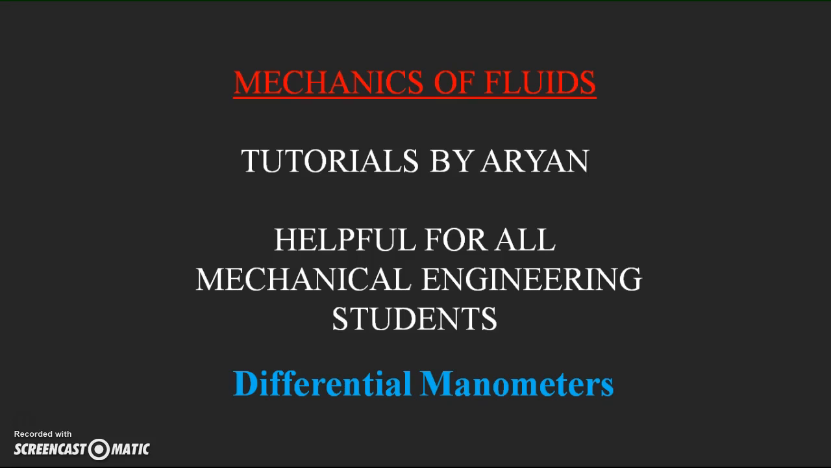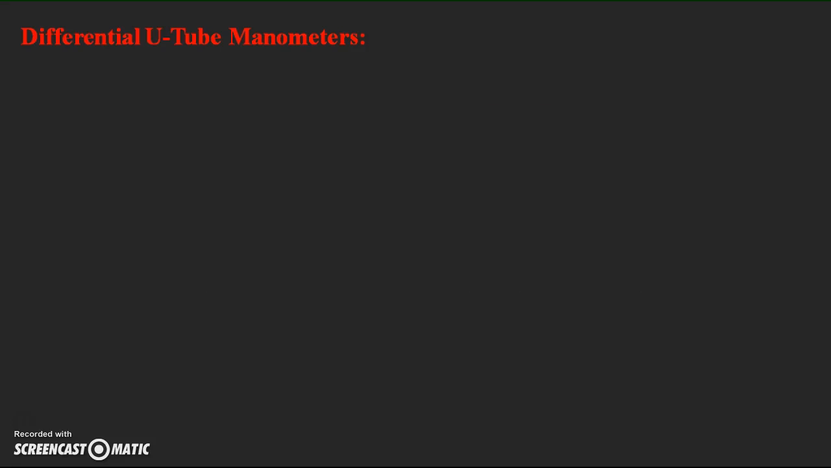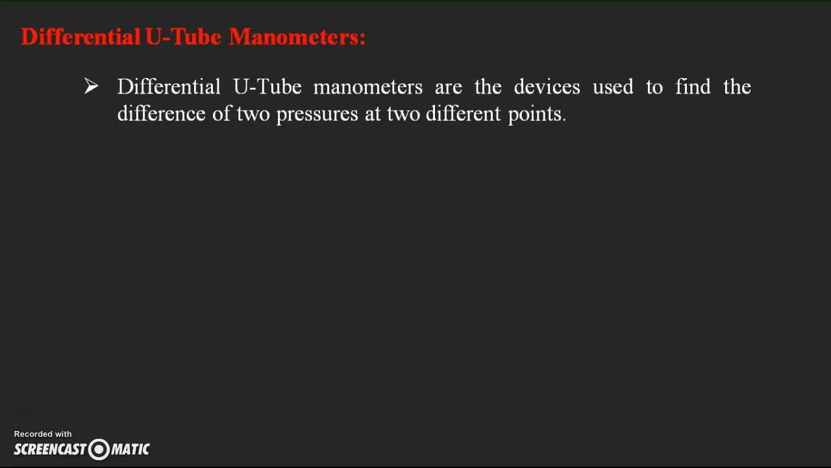In this video lecture I would like to discuss differential manometers, which are used for finding the difference between two pressures. Before that, I would like to give a small statement related to the differential U-tube manometer. A differential U-tube manometer is a device used to find the difference of two pressures at two different points. That means differential U-tube manometers are used to find the difference of two pressures at two different points in two pipes in which they are flowing.